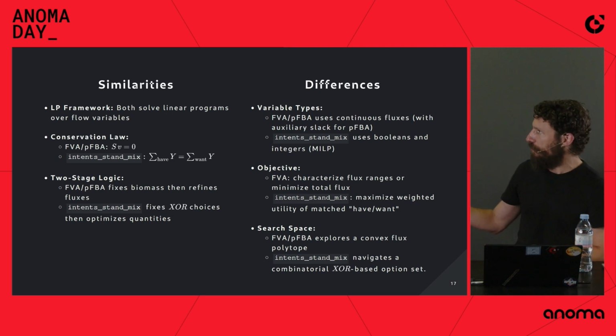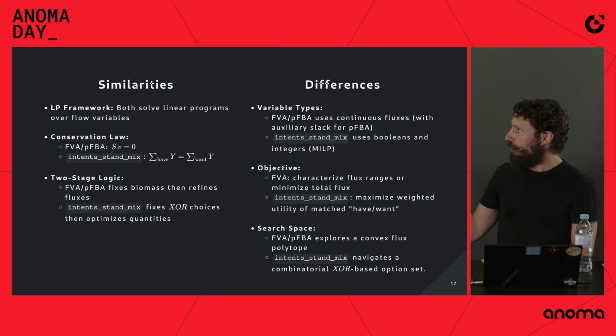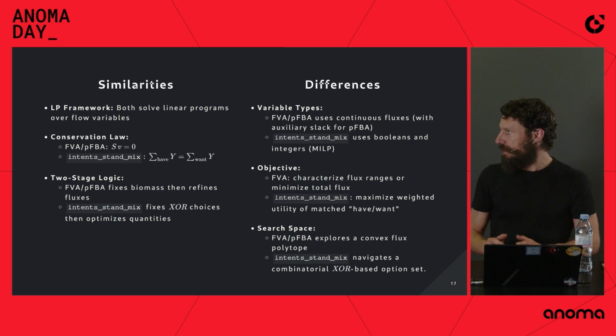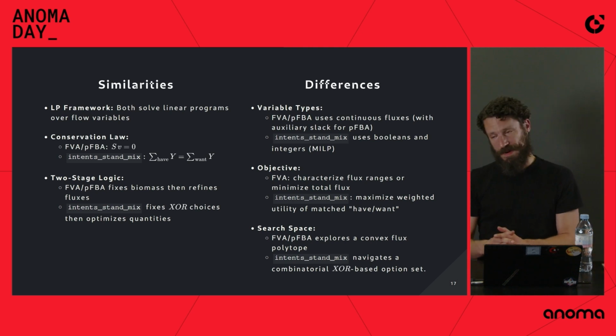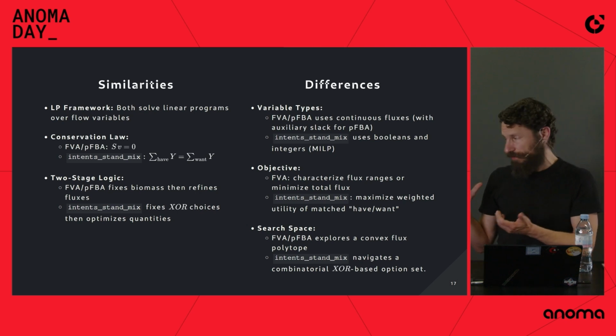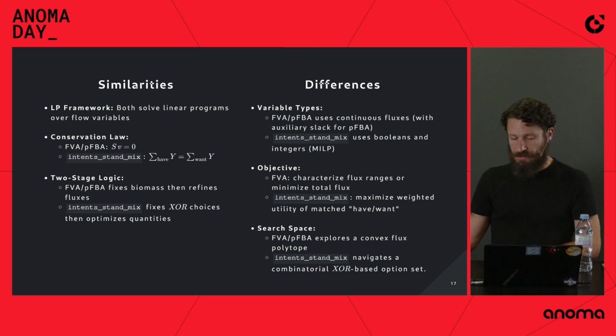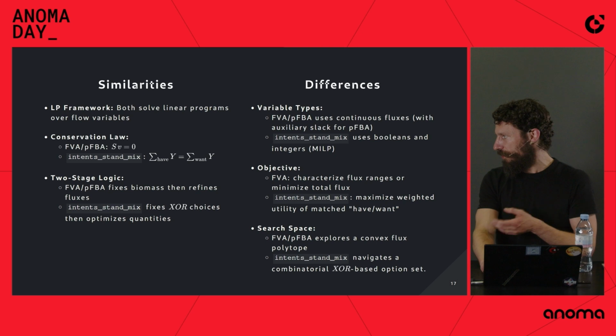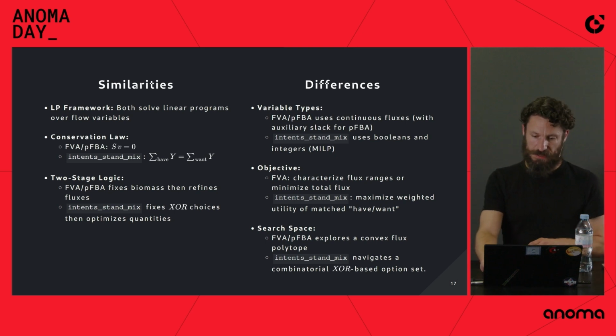And then there's also some notable differences. Whereas one has continuous fluxes, there's again this mixed integer linear programming formulation on the intent part. The objective is slightly differently formulated, and the search space is definitely also very different, because we are dealing with a convex polytope when we're talking about the metabolic network, whereas for the intents we're dealing with a combinatorial XOR-based option set.